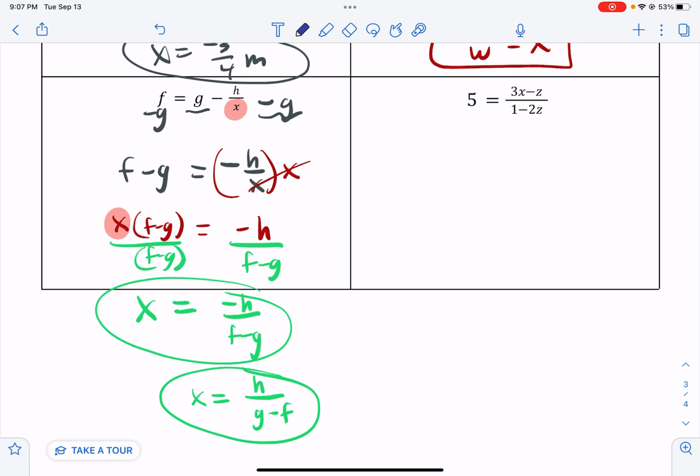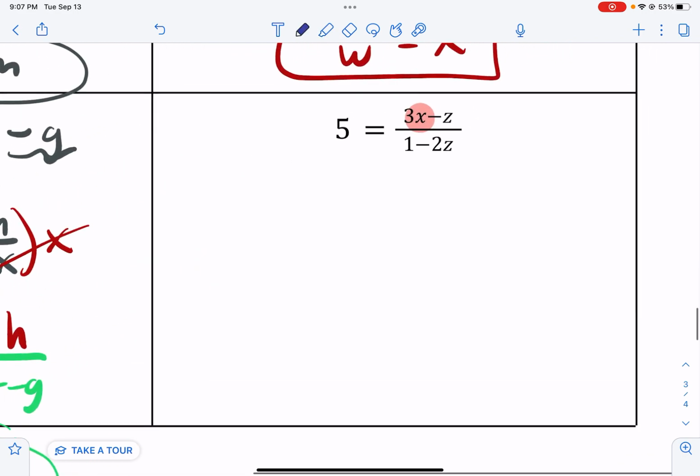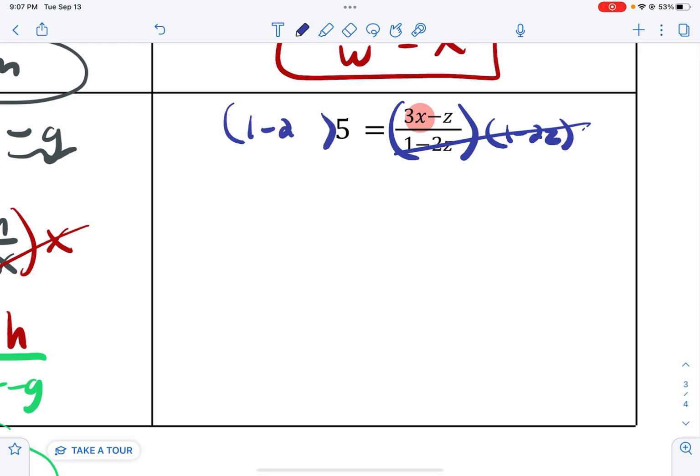All right, and then the very last example right here, we're solving for x. X is at the top of the fraction right there. So if we're going to solve for the x, and it's being divided by that 1 minus 2z right there, you're going to want to undo that by multiplying by that quantity of 1 minus 2z, because then that's just going to equal 1 and cancel things out. But then in parentheses, this quantity of 1 minus 2z has to multiply to the other side with the 5. So if you wanted to distribute that, I guess you could, and you could do 5 minus 10z. And then that's going to be equal to just the 3x minus z now.